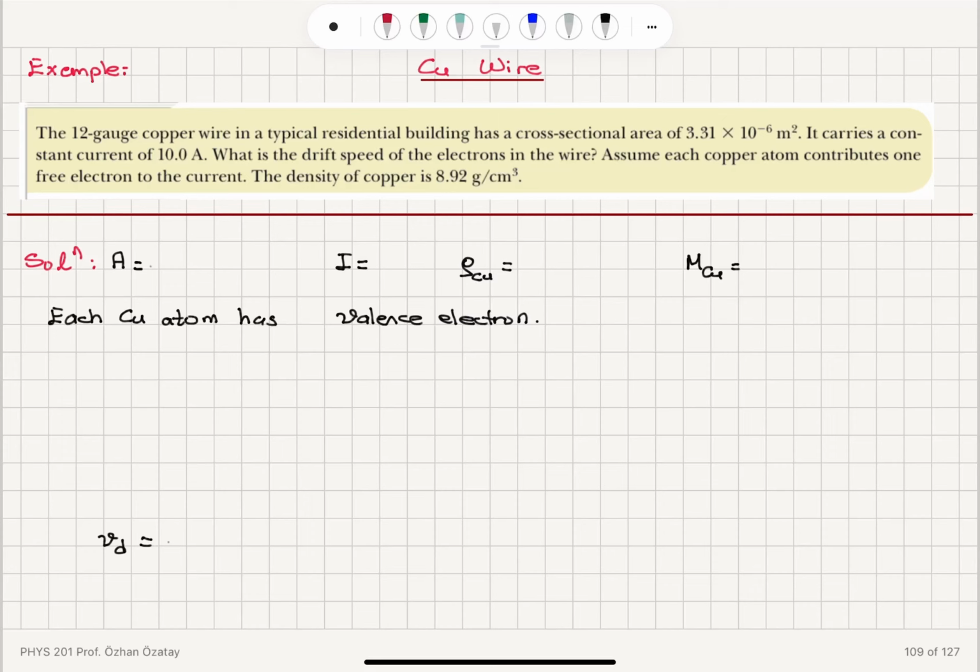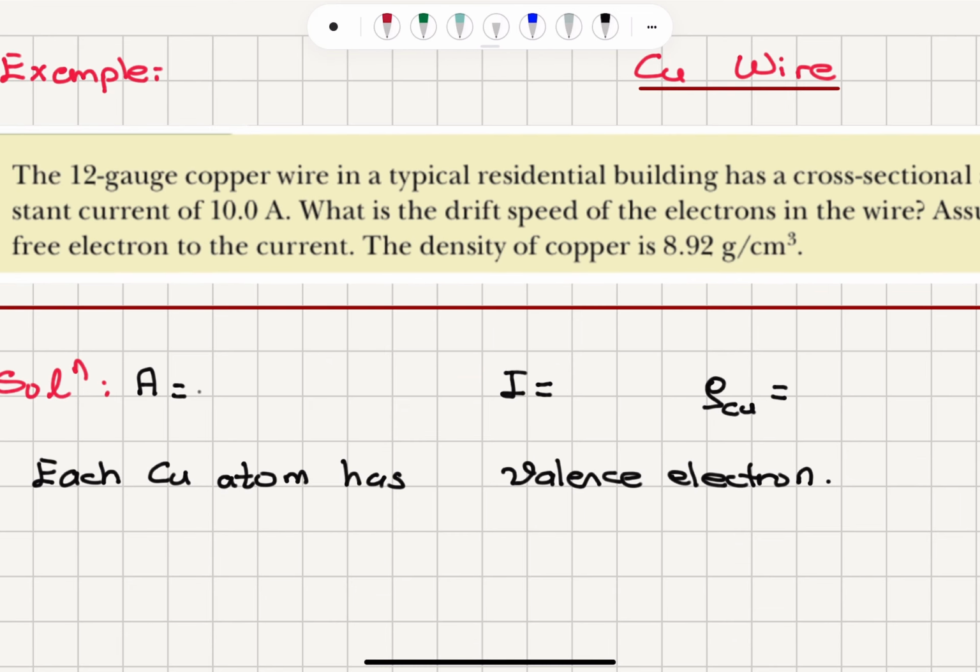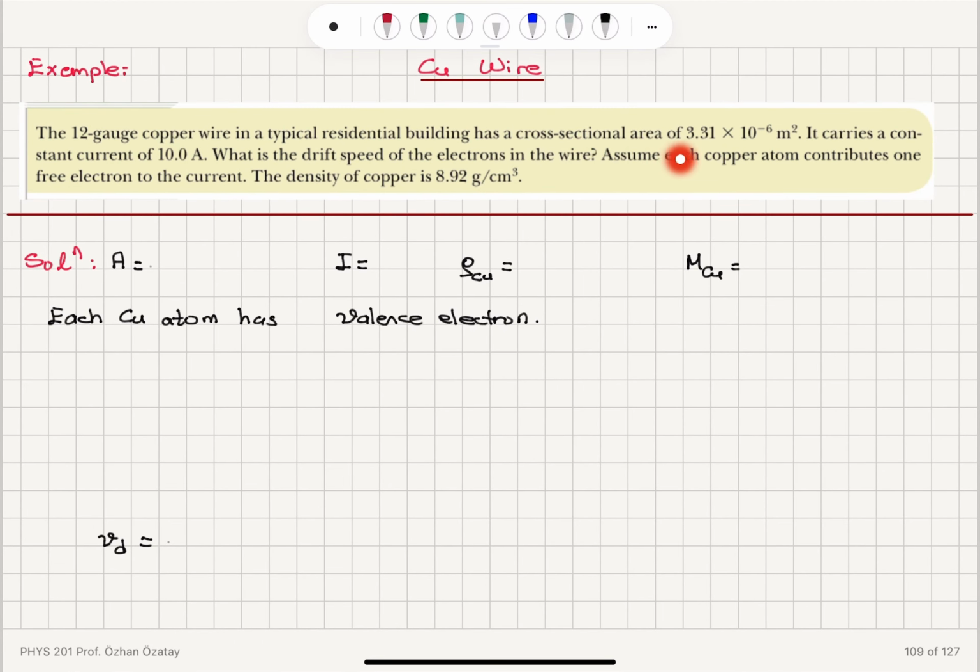Now we will look at an example. This is for a copper wire. The 12 gauge copper wire in a typical residential building has a cross-sectional area of 3.31 times 10 to minus 6 meters squared. Area A is 3.31 times 10 to minus 6 meter squared.